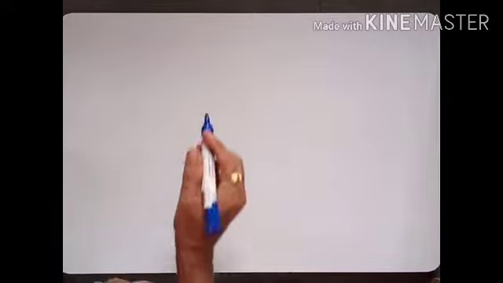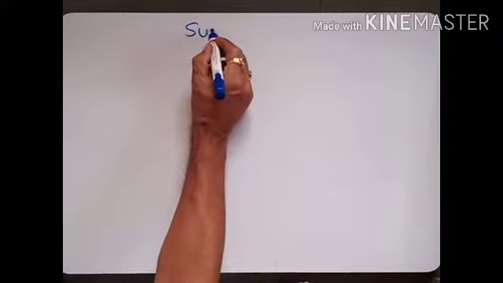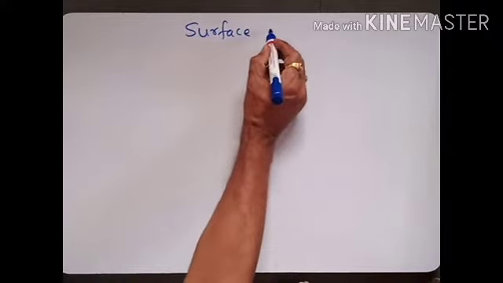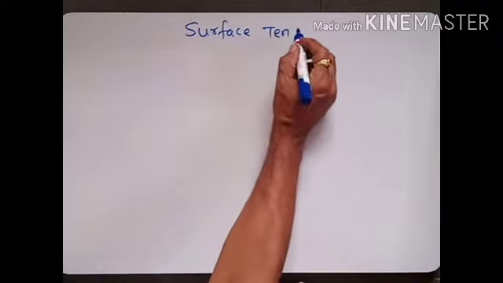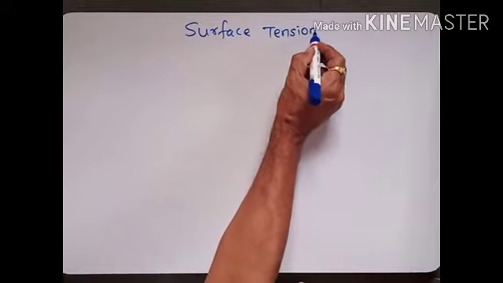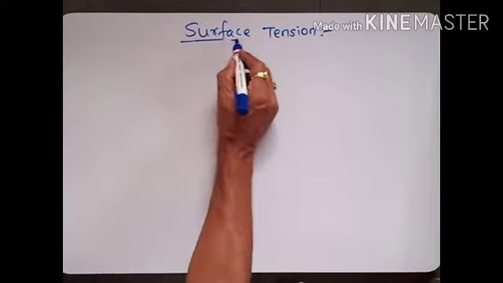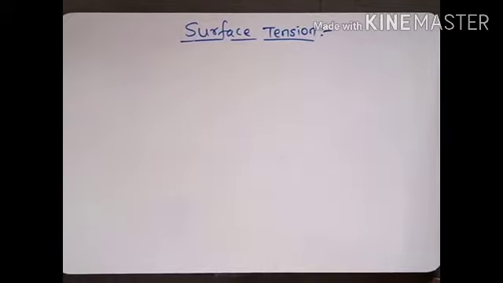Lecture number 4. We are going to study surface tension. Here you see the free surface of liquid has a tendency to minimize its surface area, and that tendency is called surface tension.